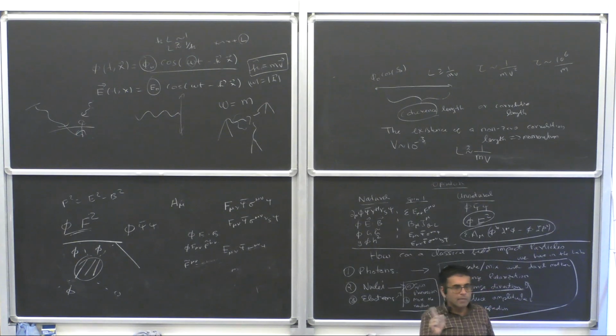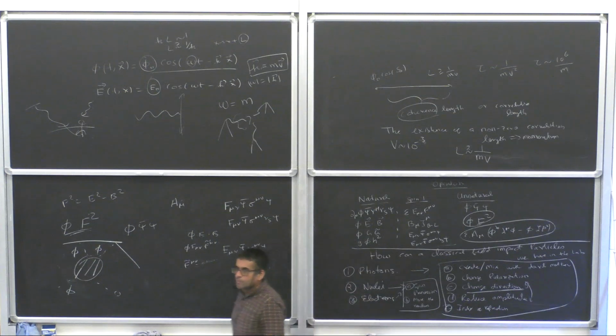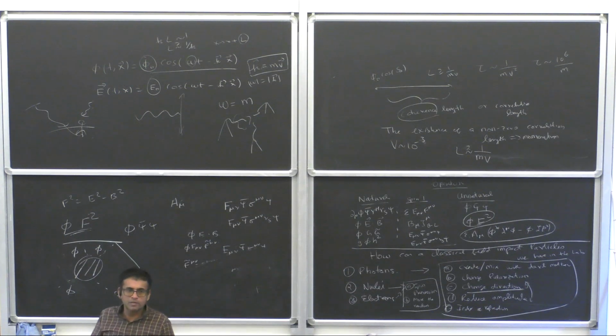So this is historically important, because before Einstein came up with general relativity, there was a guy by the name Nordstrom who came up with Nordstrom's gravity.